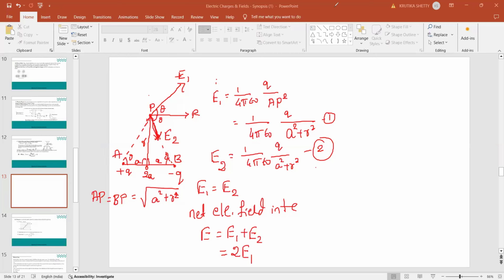Either you can write 2E1 or you can write 2E2. Anything is fine. So you can write 2E1 also, you can write 2E2 also. Okay. And any one value you can substitute.